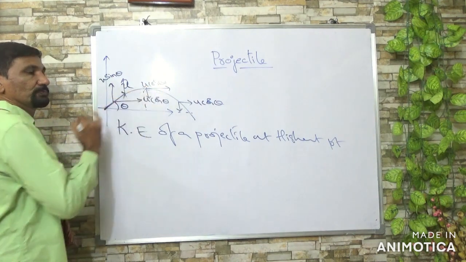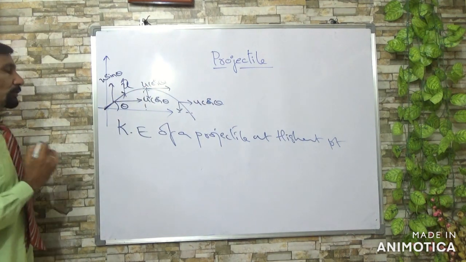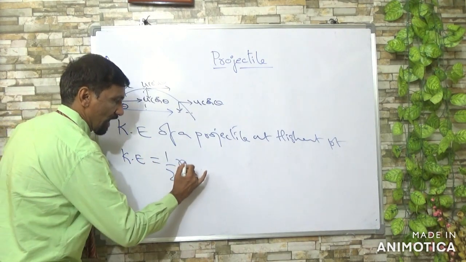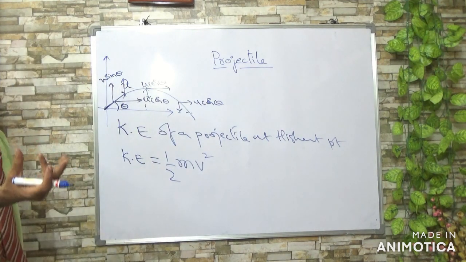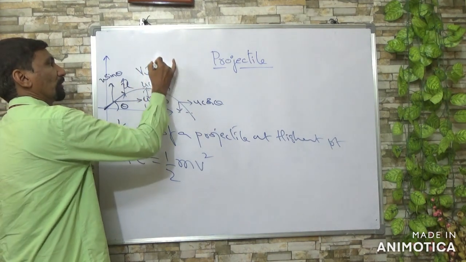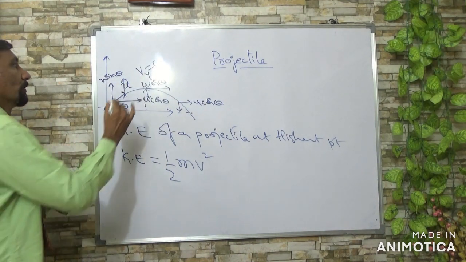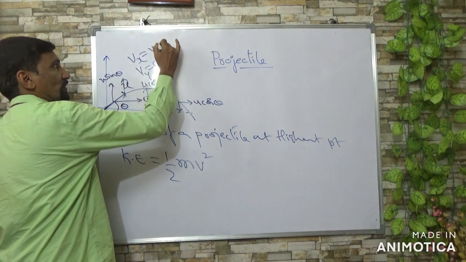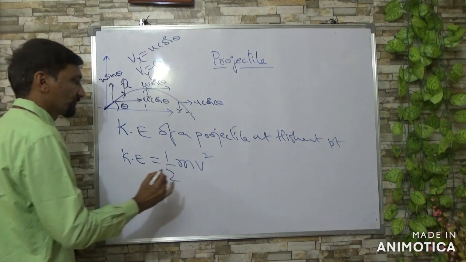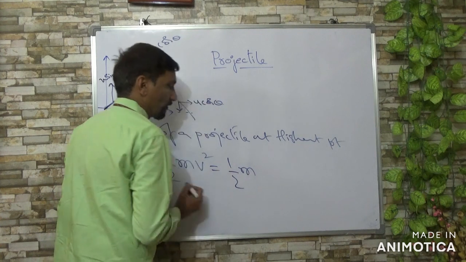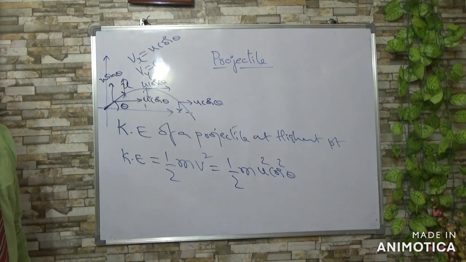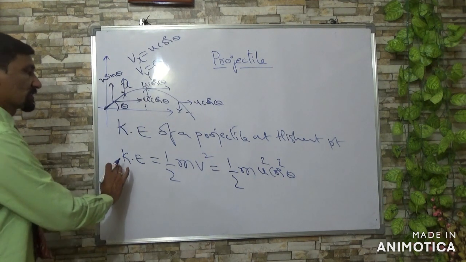So you know, the kinetic energy general formula is half m v square, right? Where m is the mass of the body and v is the velocity. Over here, the vertical component of velocity is 0, but the horizontal component of velocity is u cos theta only, right? So that is why its energy will become half m u square cos square theta. Okay, so this is about kinetic energy.